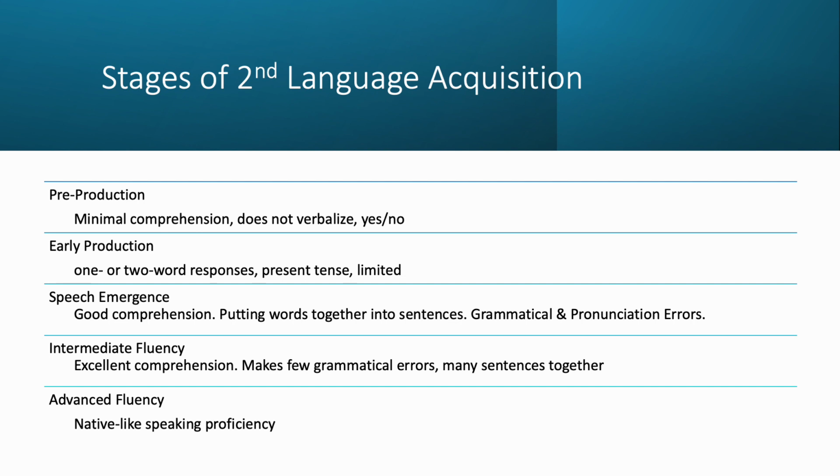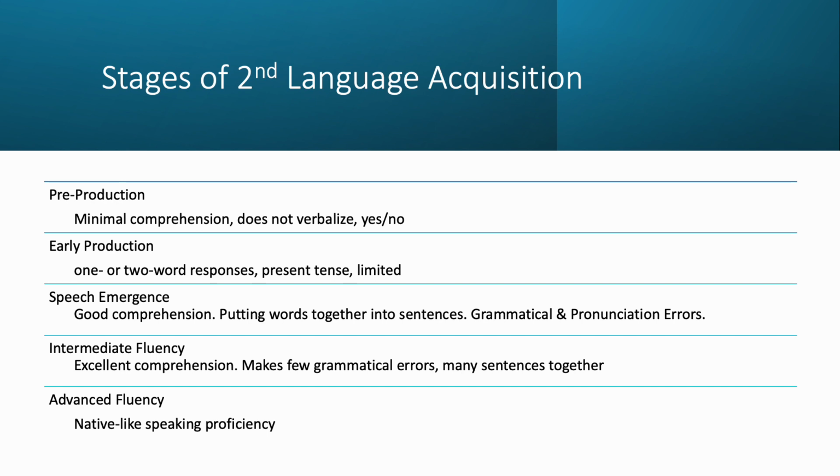So, pre-production. This is similar to first language acquisition in that it is a silent stage. There'll be minimal comprehension that might not be verbalized. They may have yes, no's, but you're not going to be speaking much in that first. It's kind of a silent stage. Early production. You may have 1 or 2 word responses, understand how to say things in the present tense, but very limited. After you get through that, you're going to start to emerge as a speaker.